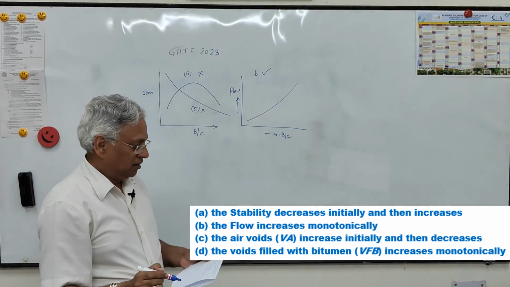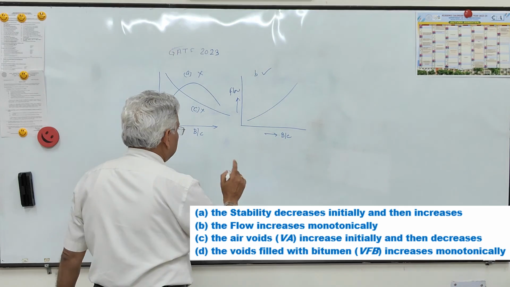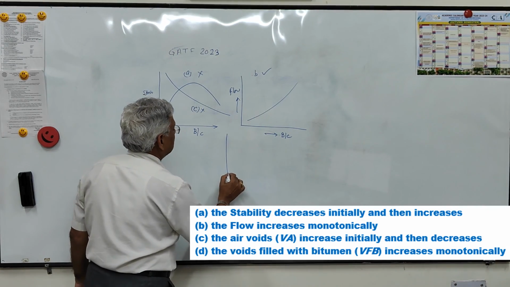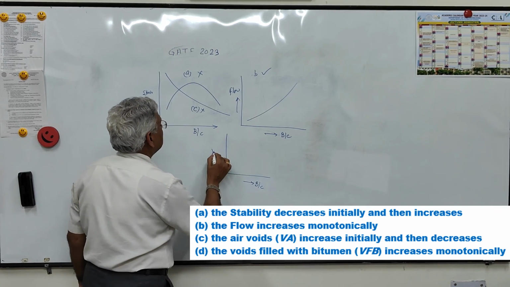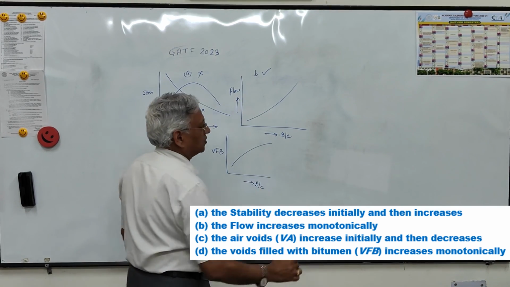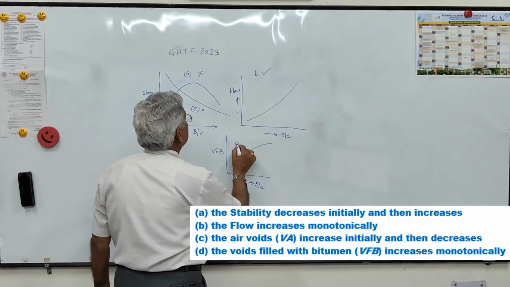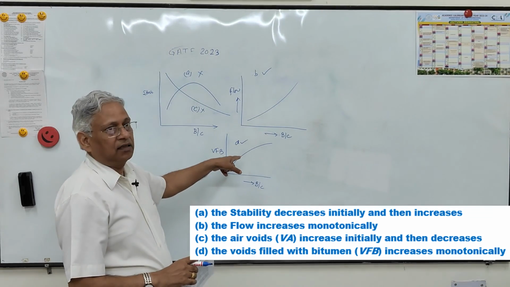And D is, the voids filled with bitumen increase monotonically. This is also a correct statement because in any bituminous mix, when you plot binder content versus VFB, it will increase like this. So D is also correct. So only two statements, B and D, are correct.